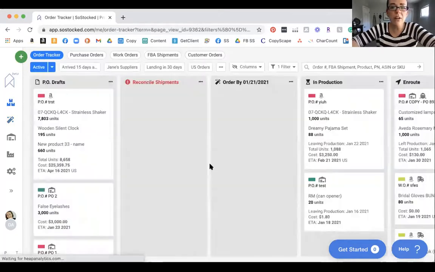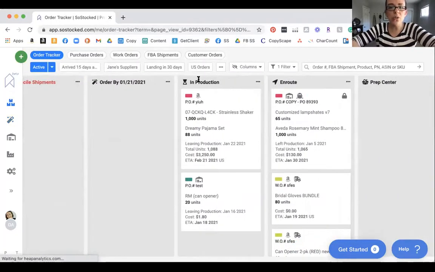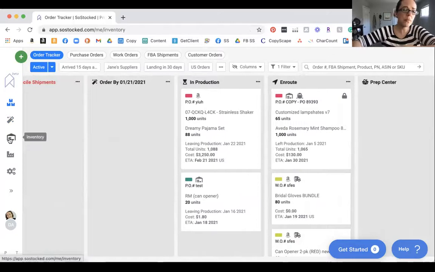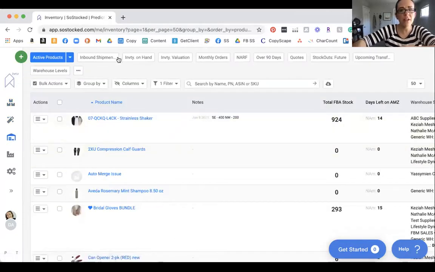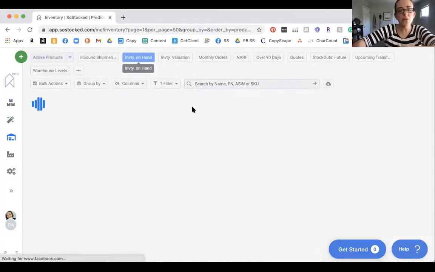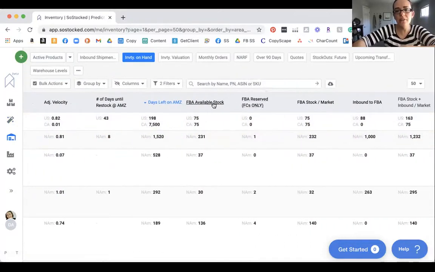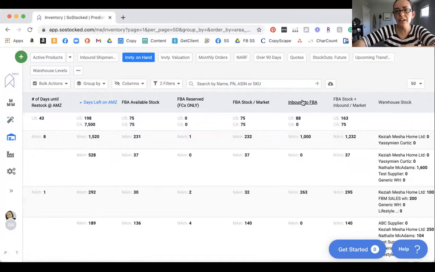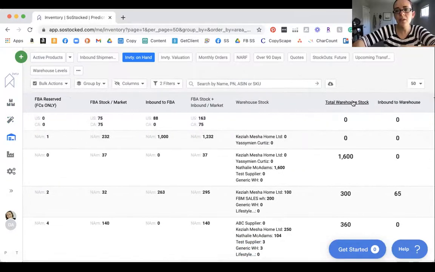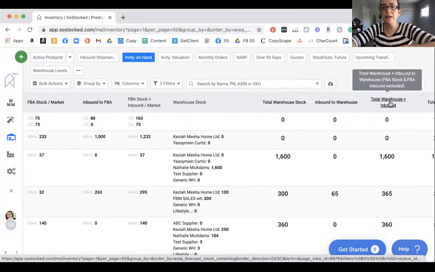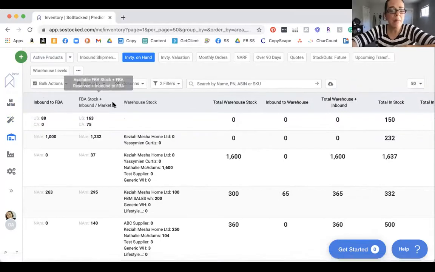We have an order tracker that helps you to track your orders in production and en route. And then of course you have the ability to look at your inventory on hand based on your Amazon available, reserved, inbound to FBA, warehouse stock, inbound to warehouse. And anything that is inbound is also considered inventory that is on order or in production.